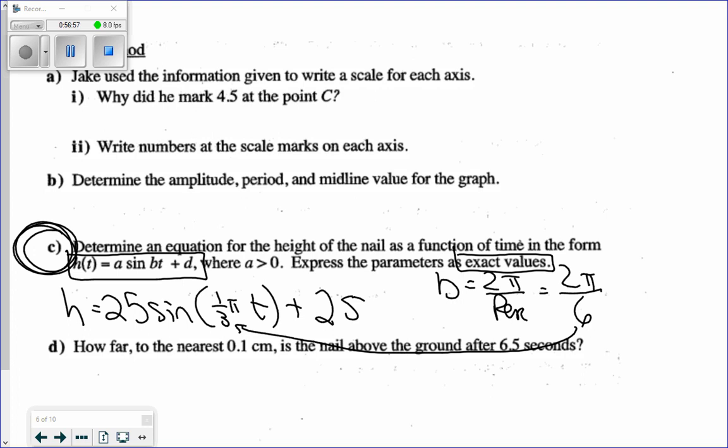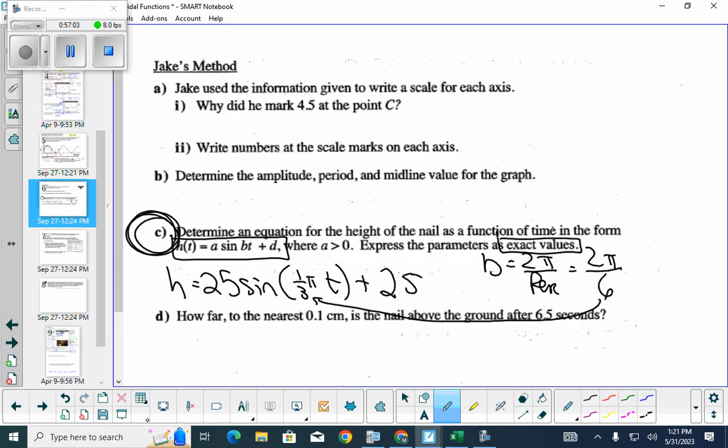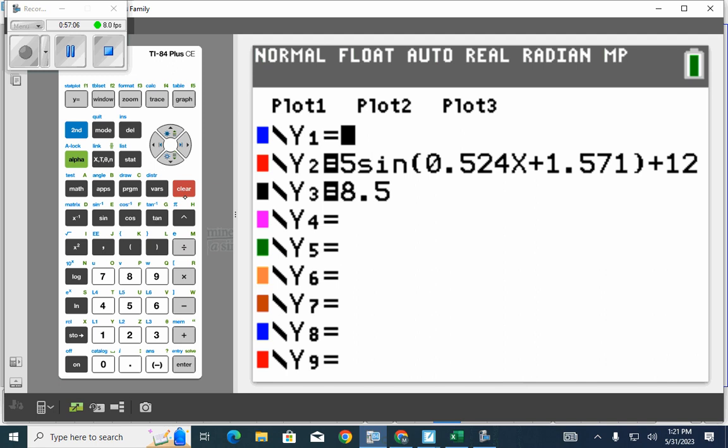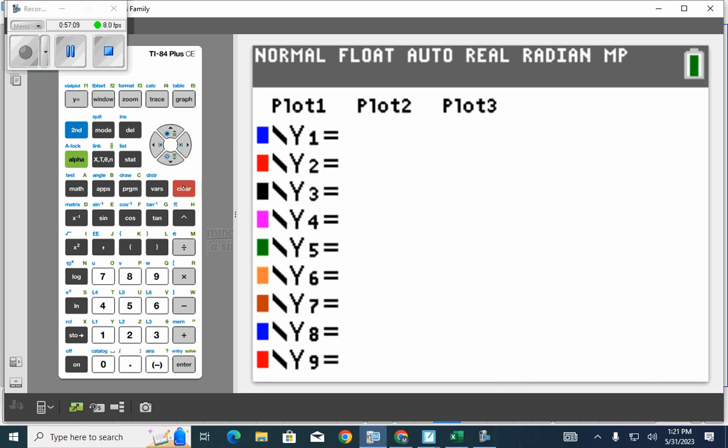Okay, let's plug this thing into our calculator and then we're done. So 25 sine 1/3 pi t. Okay, so y equals 25 sine 1 pi divided by 3 plus 25. And make sure you finish off that bracket. Yes, I need an x. Okay, thank you. If you leave off the x, you always just get a flat line. So then you know you've done something wrong.